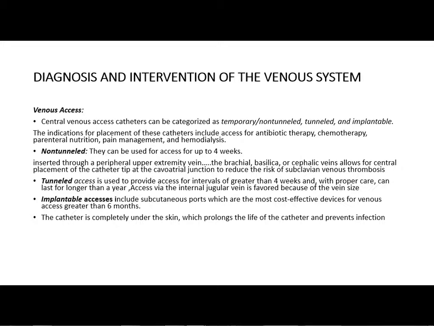Inserted through a peripheral upper extremity vein like the brachial or cephalic vein, allowing central placement of the catheter tip at the cavoatrial junction to reduce the risk of subclavian venous thrombosis.